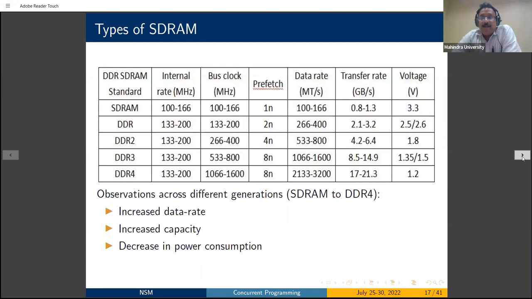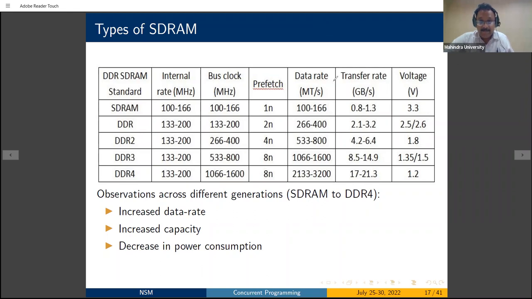When we look at DDRs, these are SDRAMs, synchronous dynamic RAMs. Internal rate is 100 to 166 megahertz. Across all these different generations, what can we observe? We can observe that the data rate is increased. At the same time, we can find RAMs with better capacity, and at the same time, a decrease in power consumption. Yes, this is the data rate.